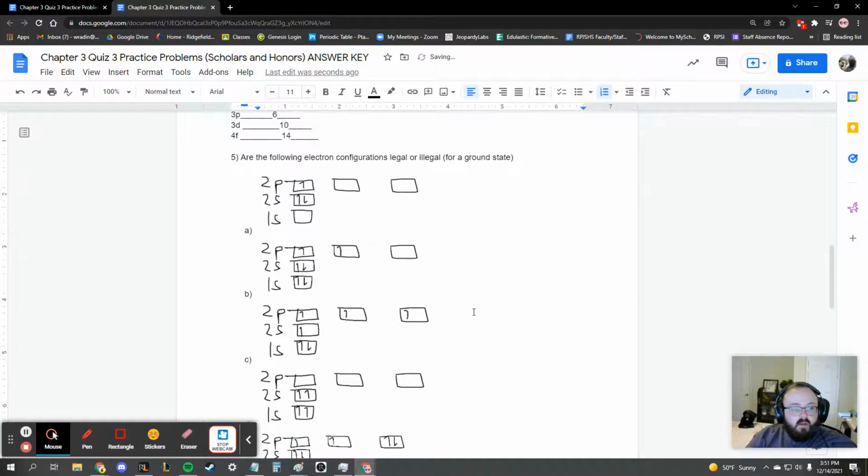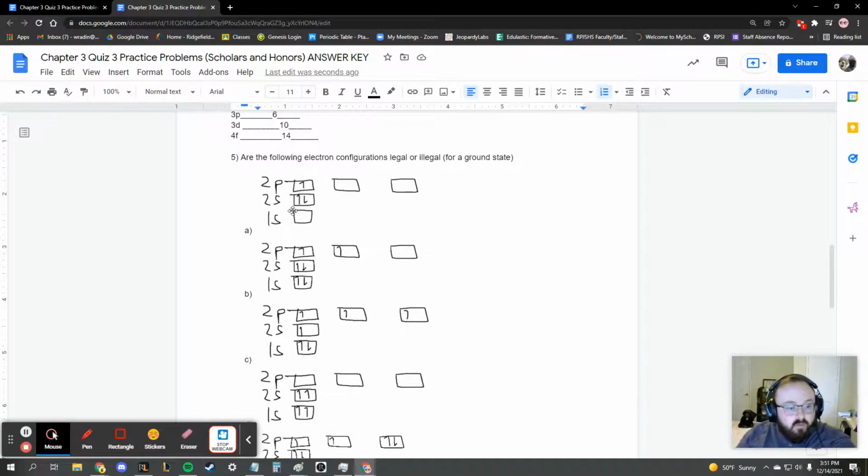There we go. Alright, are the following electron configurations legal or illegal for a ground state? The keyword is ground state. Ground state means that there's no excitation, and this is what electrons will do naturally without energy.